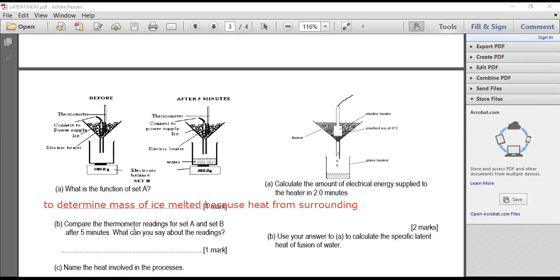Now compare the thermometer reading for set A and set B after 5 minutes. What can you say? During melting, the temperature doesn't change, so you can say the temperature is constant. Doesn't change is also fine. Next, name the heat involved. It is latent heat of fusion.